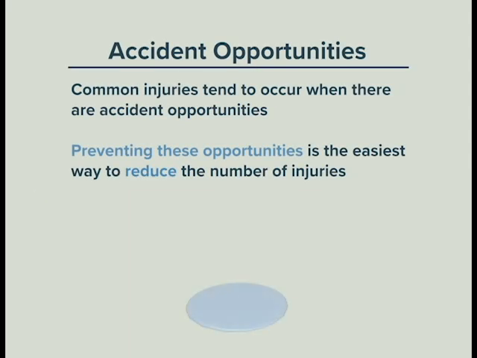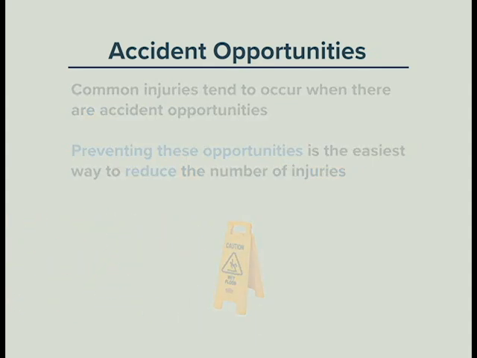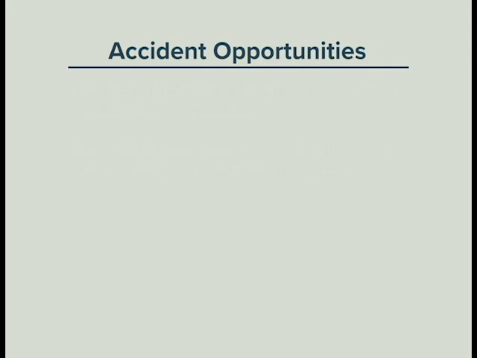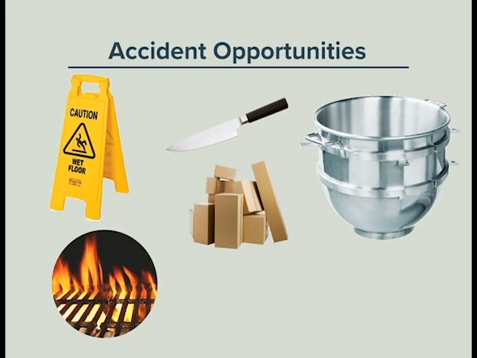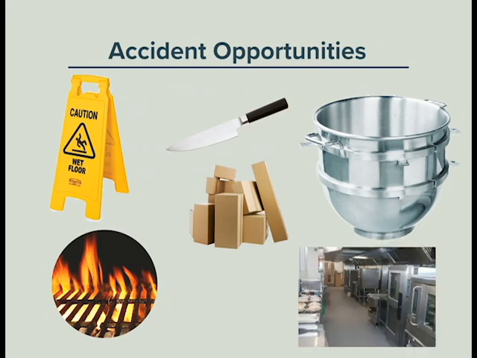There are many injuries that can happen in the kitchen. Common injuries tend to occur when there are accident opportunities. Preventing these opportunities is the easiest way to reduce the number of injuries. These opportunities include slippery floors, sharp objects, hot surfaces, heavy equipment, awkwardly sized packages, and tight spaces. There are many simple fixes to reduce the opportunity for injuries.